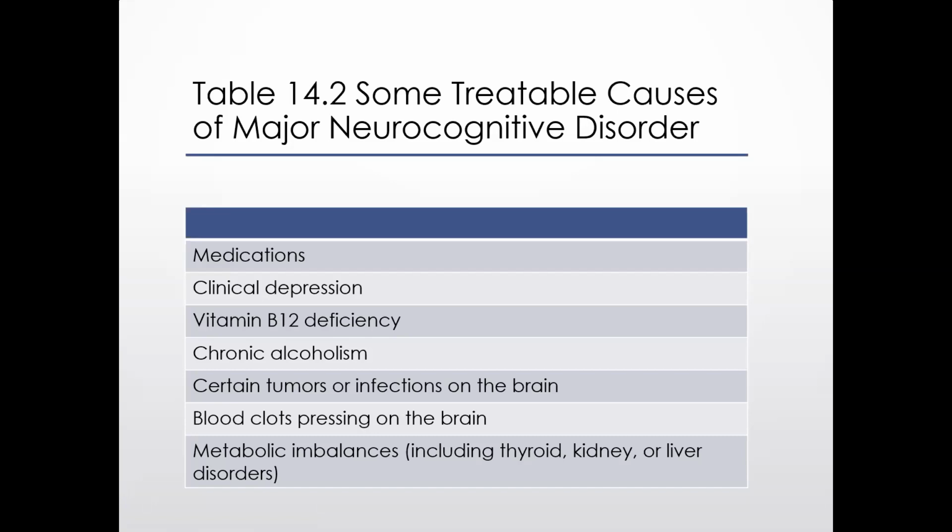Another one we can see is clinical depression. People that are depressed might have more neurocognitive disorders. They might have more problems with attention, remembering things, and learning when they're suffering from depression. Vitamin B deficiency is another one. Chronic alcoholism, of course, tumors or infections on the brain, and blood clots can cause neurocognitive disorders, and then metabolic imbalances such as thyroid disease, kidney failure, and liver disorders. All of those can affect our neurocognitive functioning.